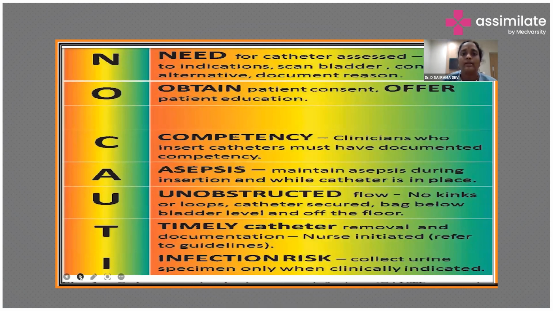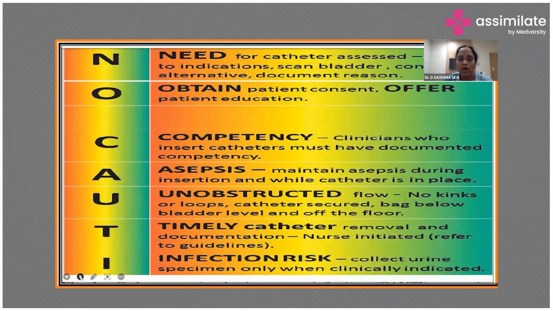So, no CAUTI: need for catheter assessment, refer to indications, scan the bladder, consider alternatives, and document the reason. Is there a need for the Foley's in this case? Is there bladder retention, bladder distension, is he neurologically unfit, or can he not void urine? Is that your question, and you need to document that and obtain patient consent and patient education.